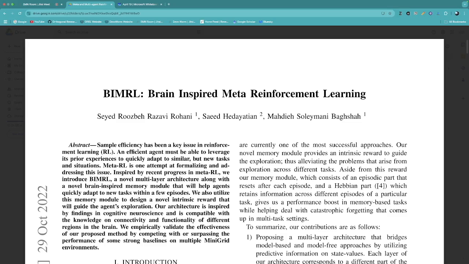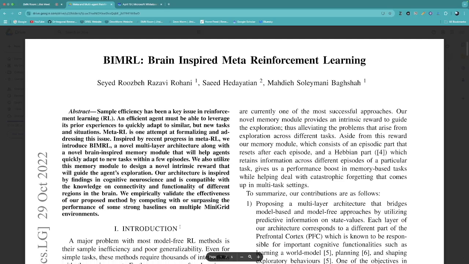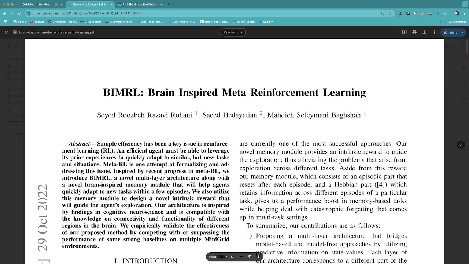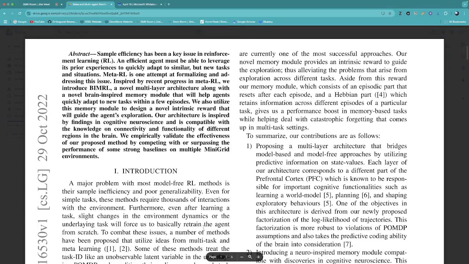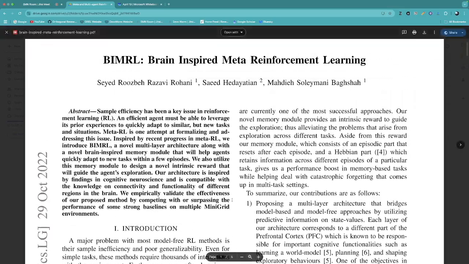Our architecture is inspired by the findings in cognitive neuroscience that are relevant and is compatible with the knowledge on connectivity and functionality of different regions in the brain. We empirically validate the effectiveness of our proposed method by competing with or surpassing the performance of some strong baselines in multiple mini-grid environments. So what I found interesting about this paper is they use the same approach that we talked about in the previous papers, but they have this memory module that's really interesting.